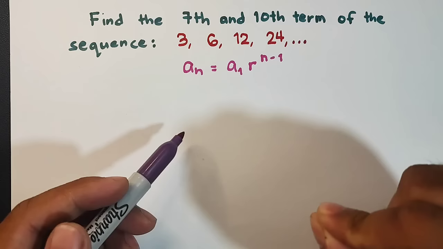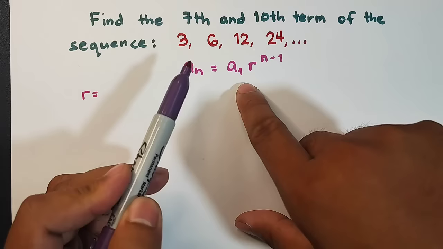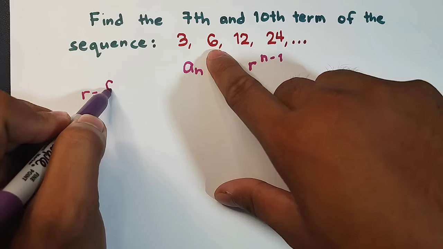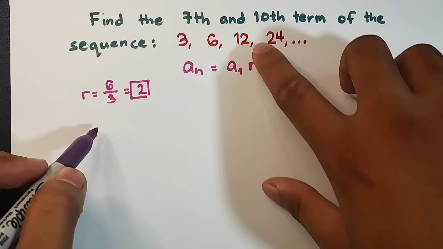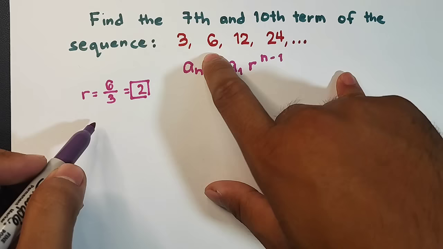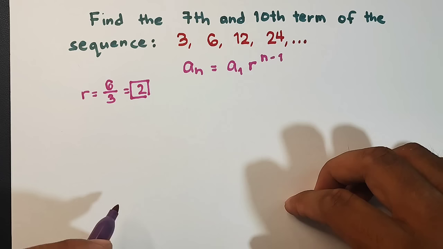Try naman natin kunin yung common ratio. Yung common ratio natin na r, pwede natin siya makuha by dividing yung sumunod na term from the previous term. Example, yung 6 divided by 3. That is equal to 2. Ito yung ngayon yung common ratio natin or r. Now, you can also try using the other terms of the given sequence to get the common ratio. Let me try 12 divided by 6. Still, that will give you the common ratio of 2. Same with 24 divided by 12. That is also equal to 2. Definitely, this one is an example of geometric sequence.